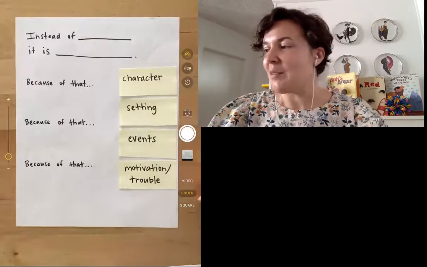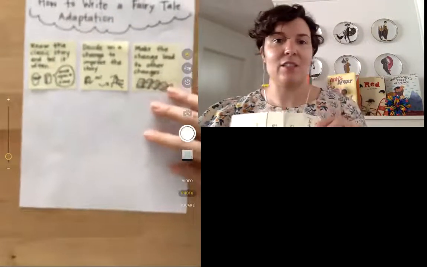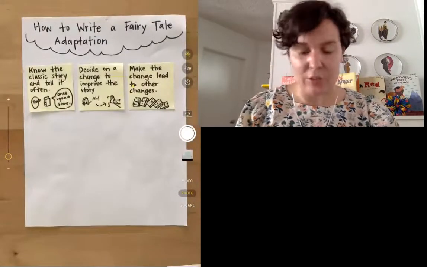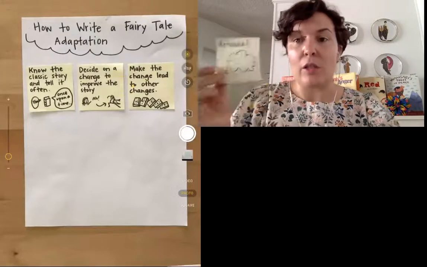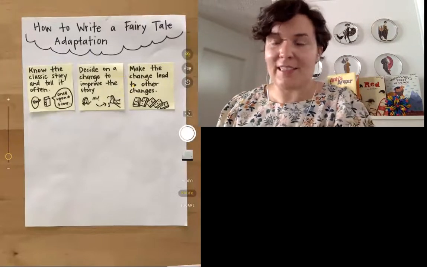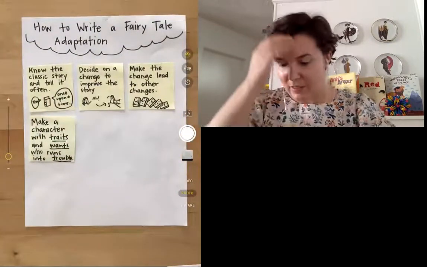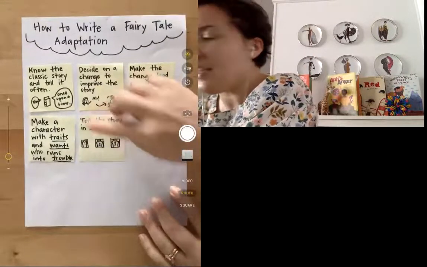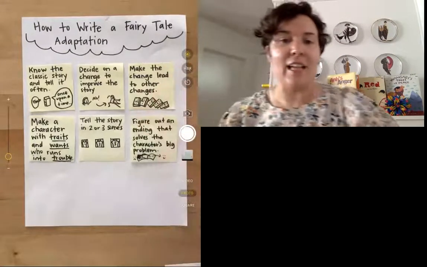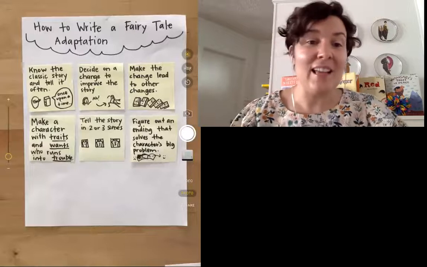Okay. Now that we've reminded ourselves of our changes we're making and how that change leads to other changes, today I'm going to teach you that when writers are rehearsing a story, getting ready for drafting for a fairy tale adaptation, they make a character with traits and wants who runs into trouble. They tell the story in 2 or 3 scenes and figure out an ending that solves the character's big problem. So I want you to watch me as I try that out.